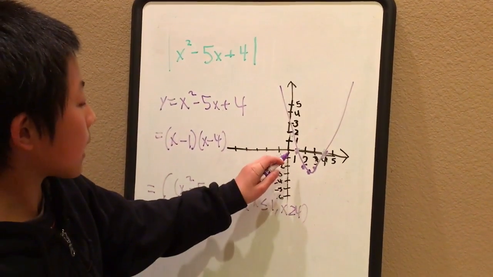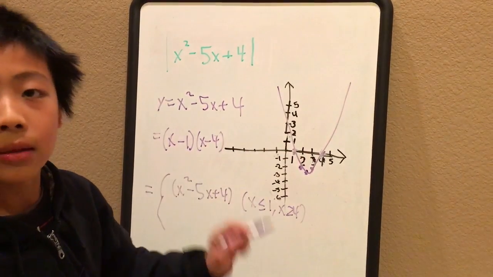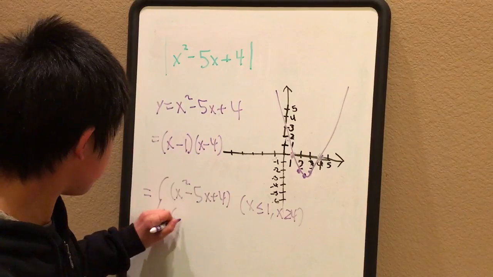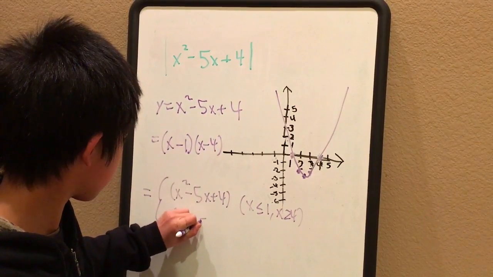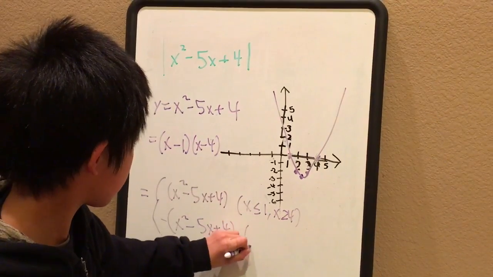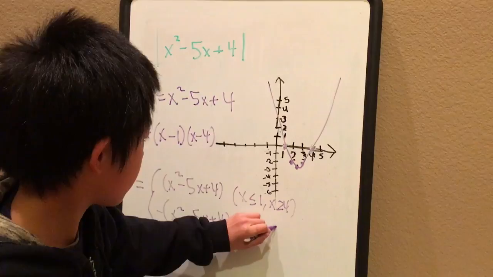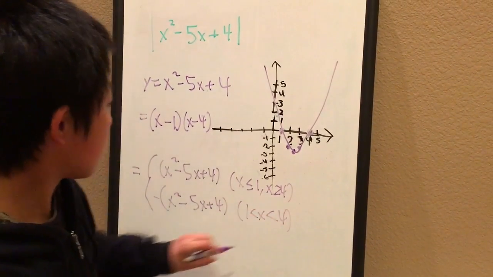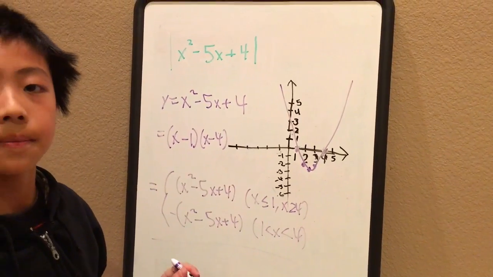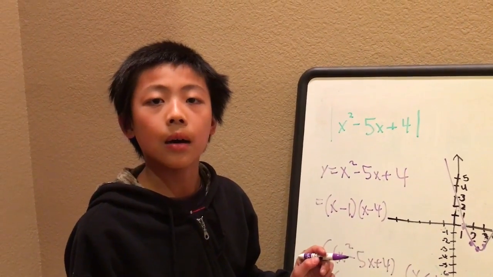Now, when we look at when x is between 1 and 4, we see that the y value is below 0. Alright, so there we go. We've drawn our chart and we've analyzed this. So this is our first step of absolute value.